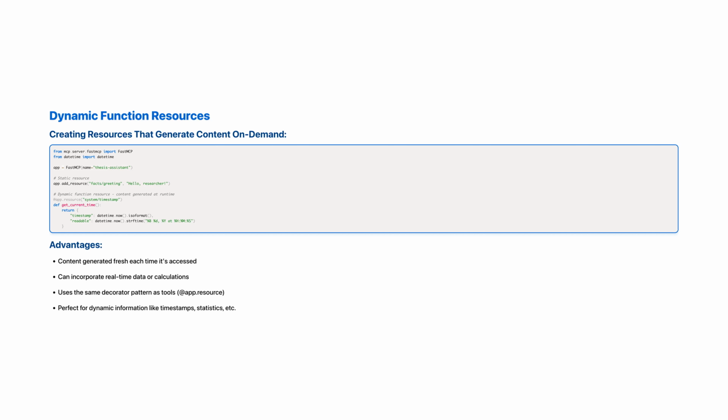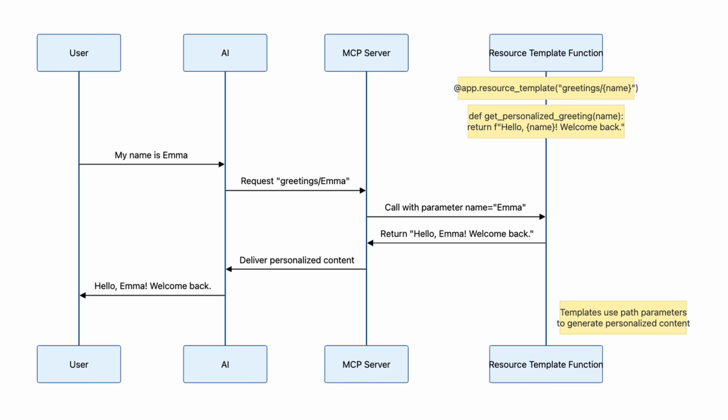Yes, you absolutely could add your research docs, and resources get way more interesting than static content. You can create dynamic function resources that generate content on the fly. For example, check this out. Oh, so you're decorating a function with app.resource, similar to how we did with tools. And it looks like this timestamp one would give different results each time it's accessed?